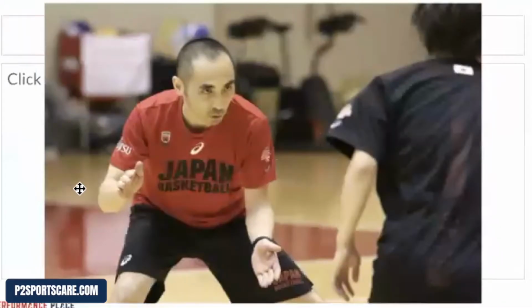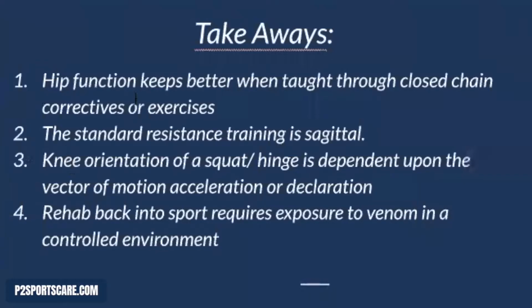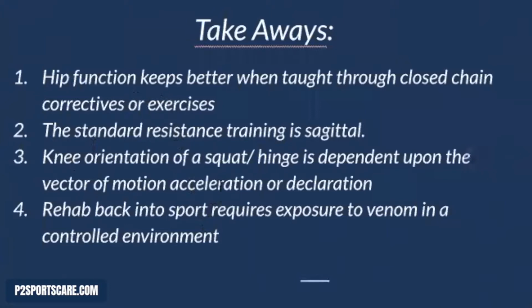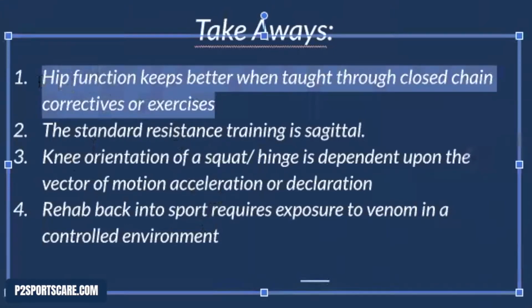It was like $600. And so this is Koichi. It's really hard to find stuff on Koichi, so you're going to have to find a seminar if you want to go to him. But it was based upon lateral agility and power. Some of the takeaways that I had in that workshop, which I still use today, is hip function keeps better when taught through closed chain corrective exercise. It's nice to do clamshells and Jane Fonda stuff, but it doesn't equate to real life until you get the person's foot on the ground.